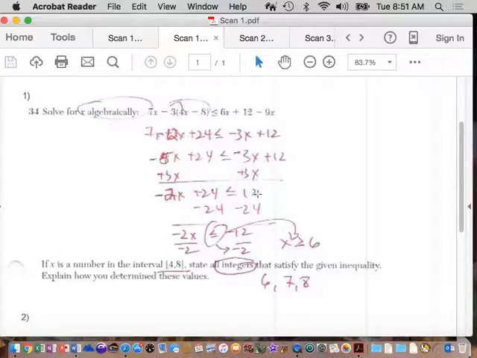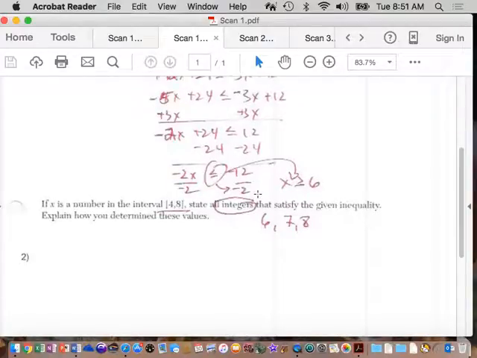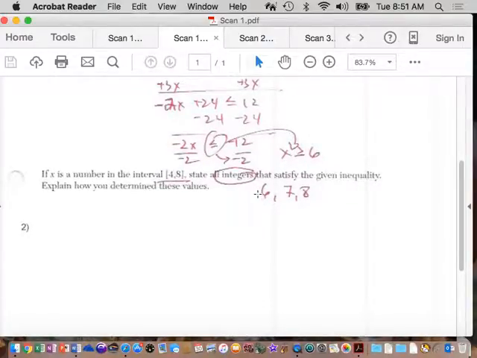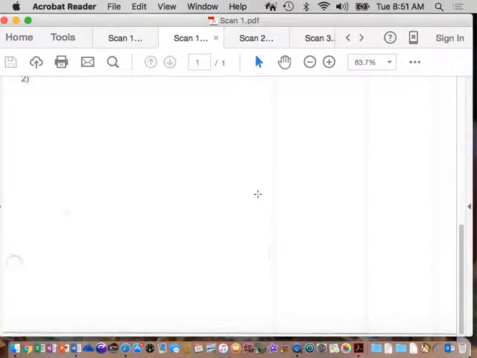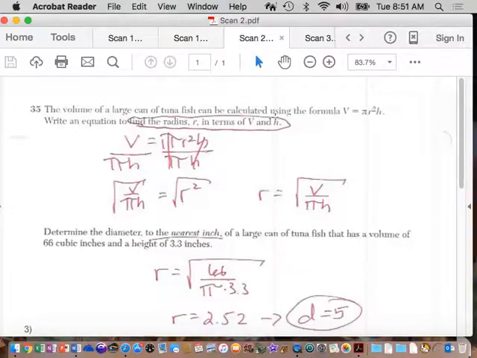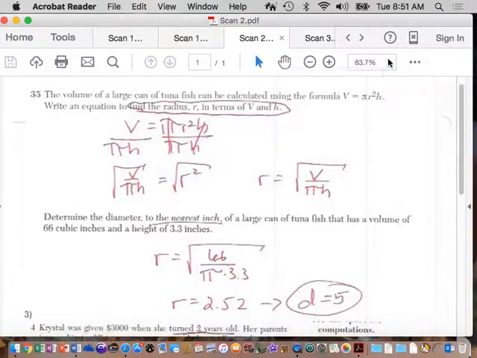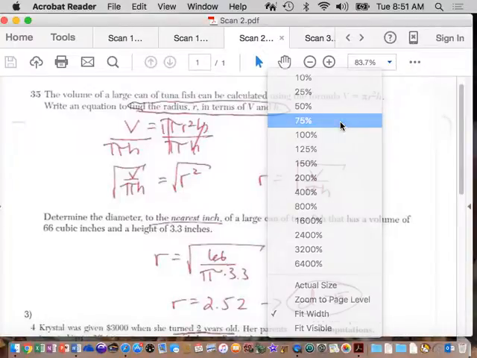Let me scroll down. If you do have questions, ask about them, Spencer. Now is not the time. All right, are there any questions on that one, guys? No? Okay, good. Here's the next page. Let me cut the size down a little bit.